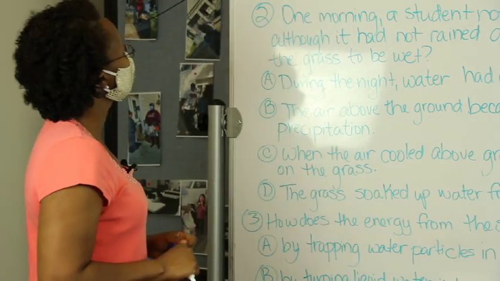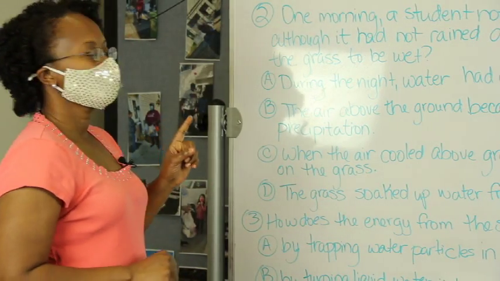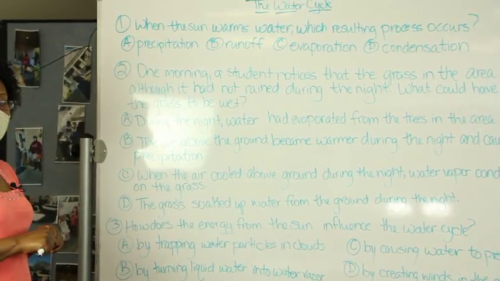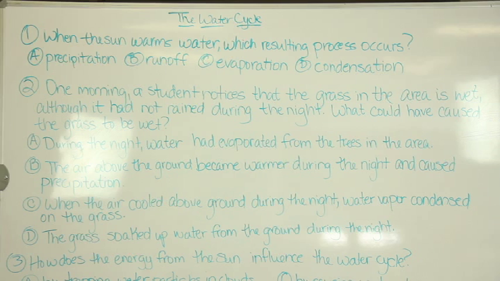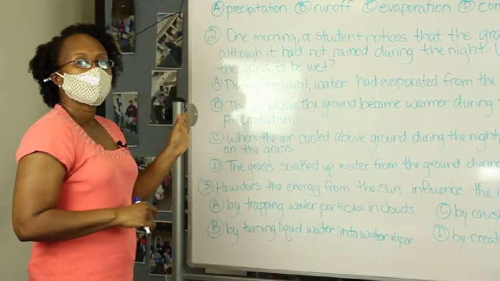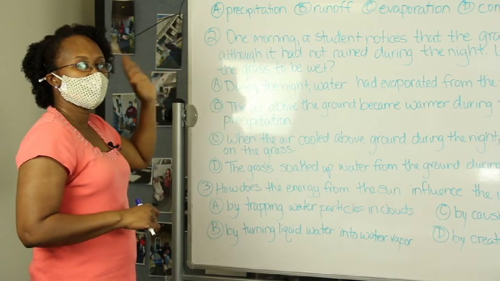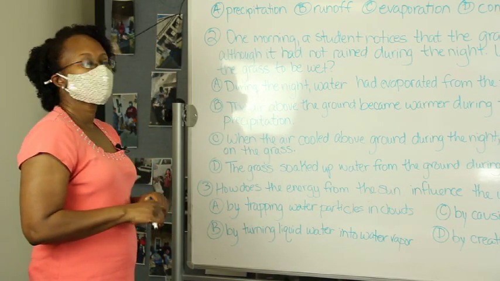All right, so let's look at some of these problems. The first one, if you want to read it before we start and try and answer it, you can go ahead and pause your screen now. And we'll do it together. When the sun warms water, which resulting process occurs? So just think about when you saw that body of water, the ocean, and the picture of the arrows going up, and as the water was being heated, what that was called.